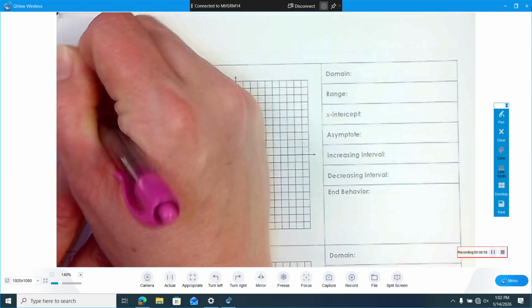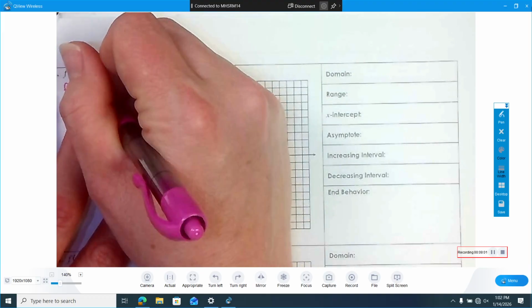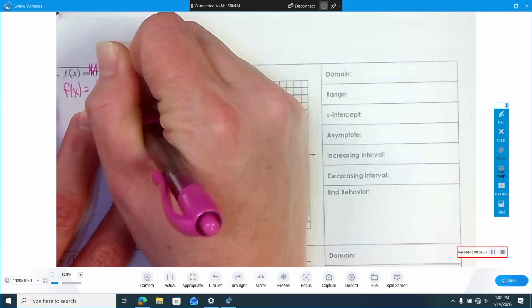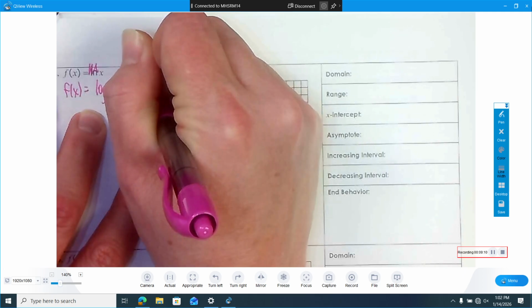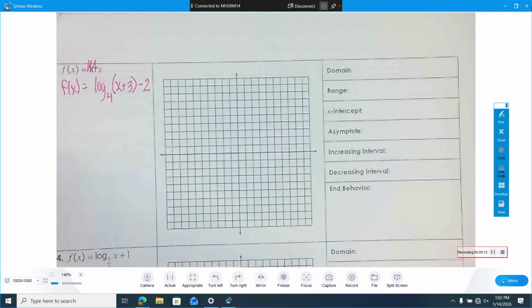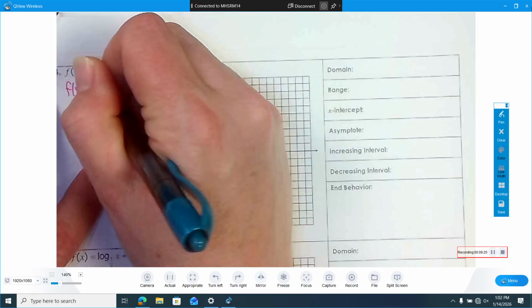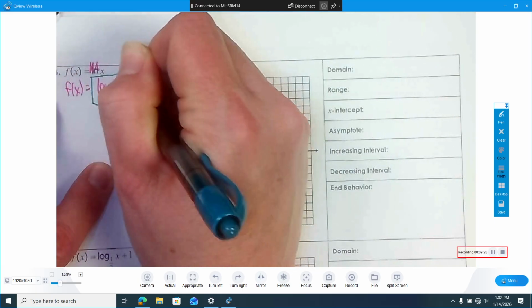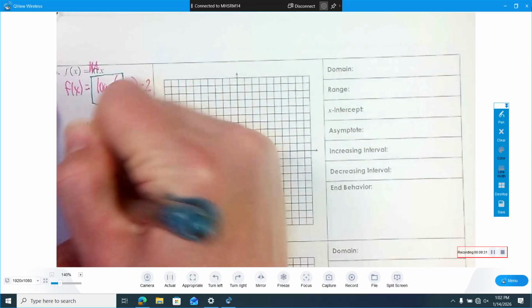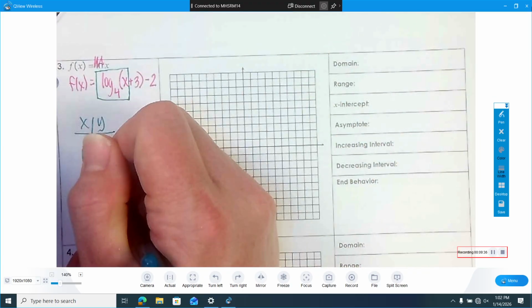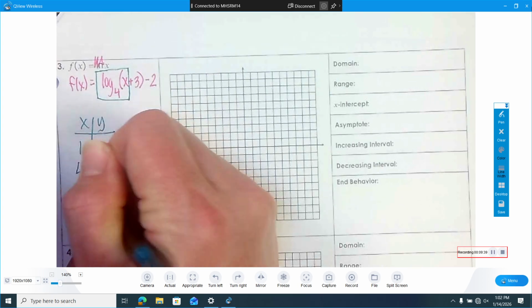Let's do f of x equals log base 4 of x plus 3 minus 2. Log base 4 of x plus 3 quantity minus 2. So this has more complicated things. This has an h and it has a k. We're going to just graph to start this basic part right here. And I'm going to just graph the core. I'm going to create my very simple XY chart. What is good choices for x here? 1 and 4 every single time.